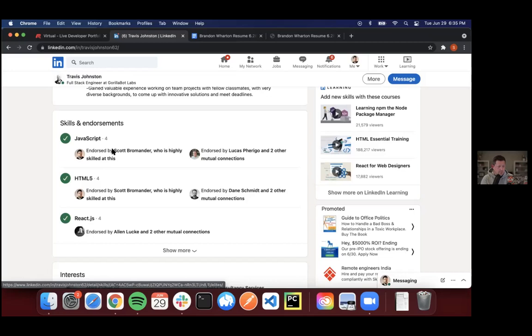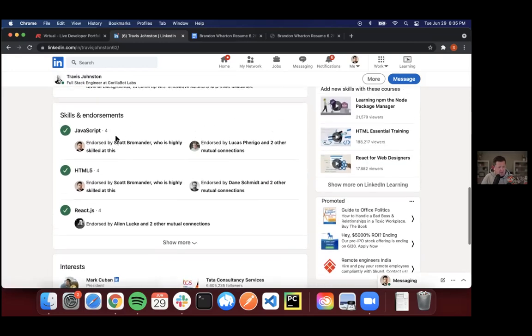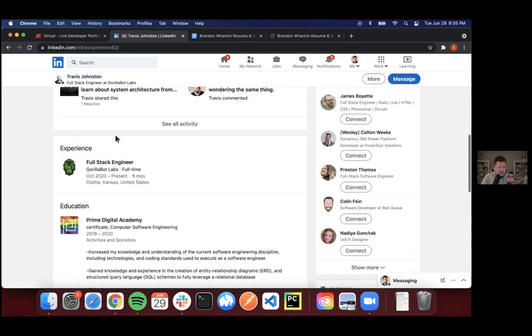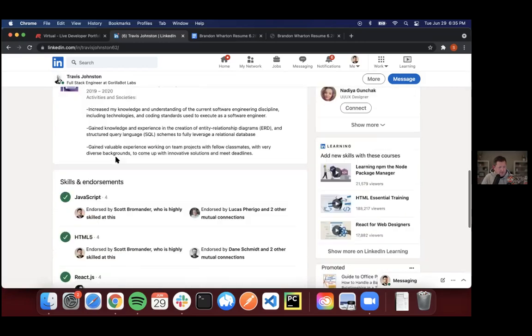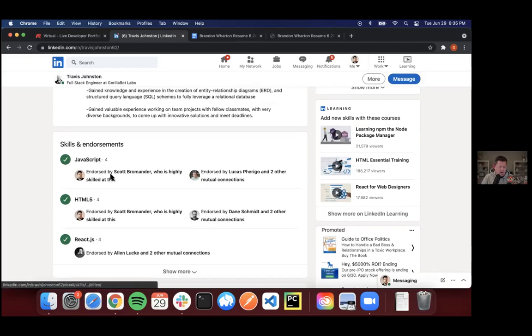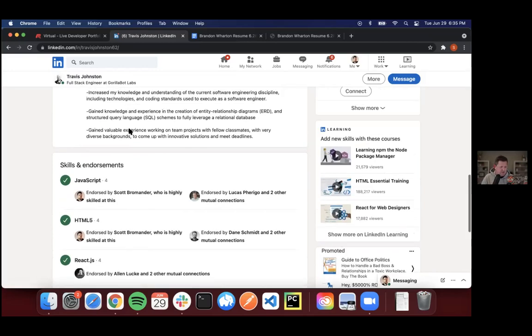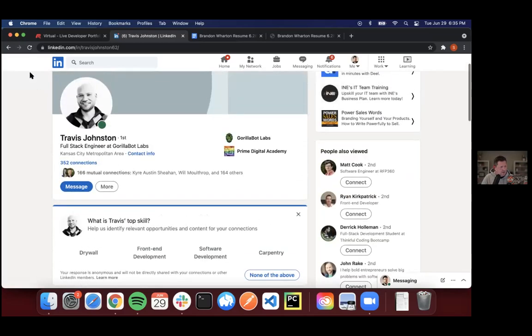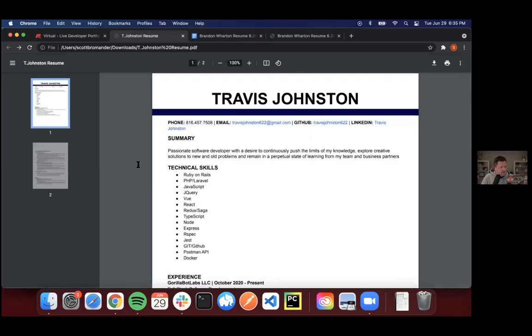So Travis, once again, I'm just using you as an example here. If you're applying for a Ruby on Rails job, I'd want to see Ruby up top. Endorsements do not matter. They do, but they don't, right? It's cool that they're there. If you've been doing Ruby on Rails at Gorilla Bot Labs, I'm guessing you know Ruby on Rails a lot better than JavaScript at this point. So focus in on the things that you are targeting, and the endorsements will come. Endorsements are kind of a dead concept in LinkedIn anyways. All right, let's go to your GitHub.